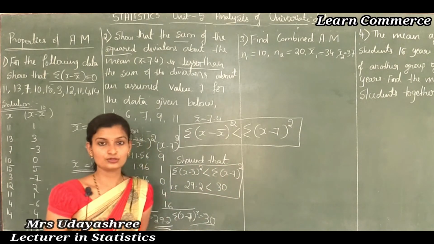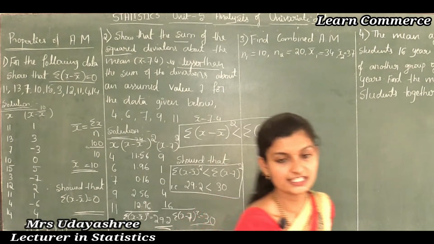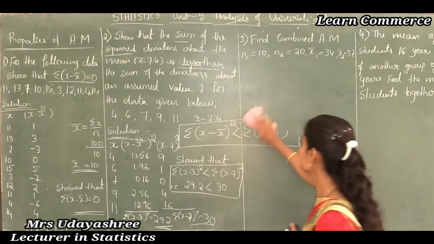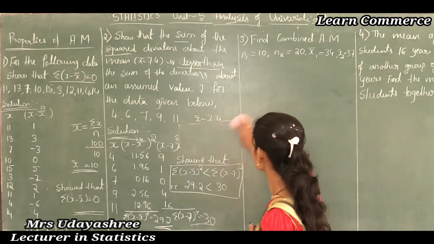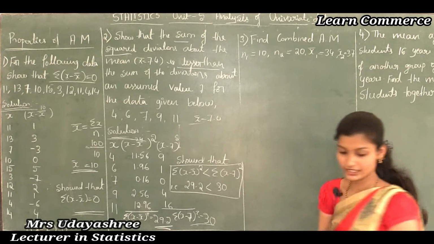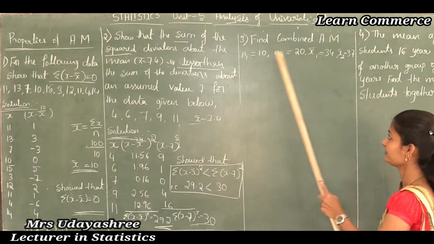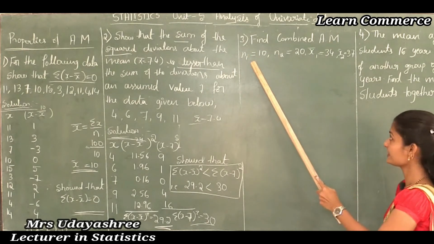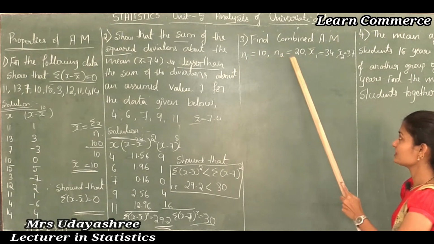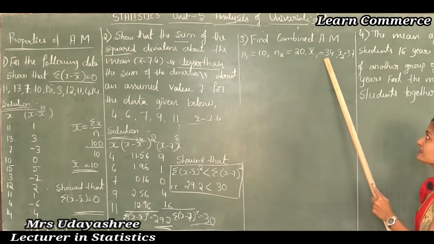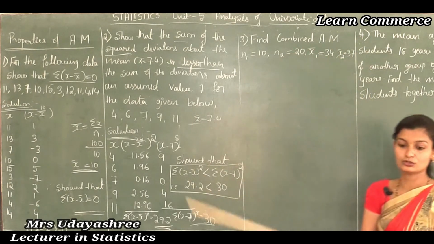Okay, this is the solution to the second problem. Next, move to problem number 3. That is, find the combined arithmetic mean, and here the given information is n1 is equal to 10, n2 is equal to 20, x bar 1 is equal to 34 and x bar 2 is equal to 37.